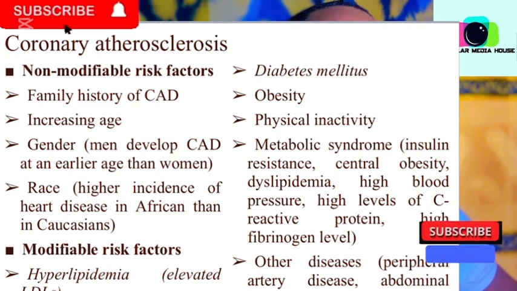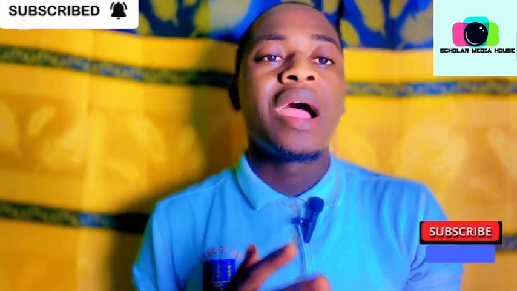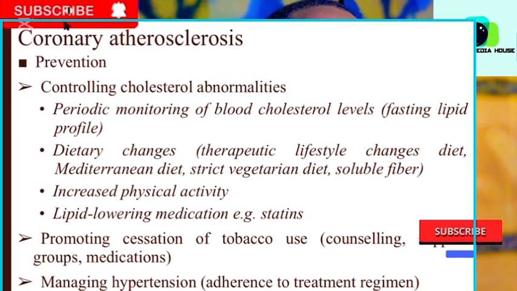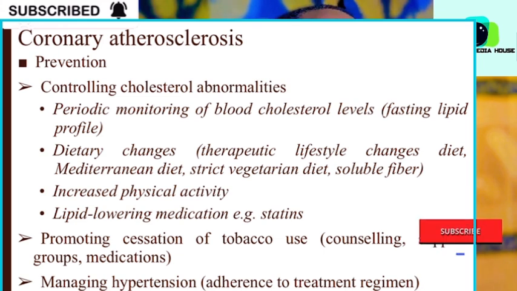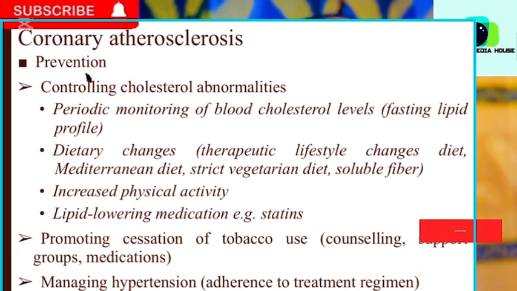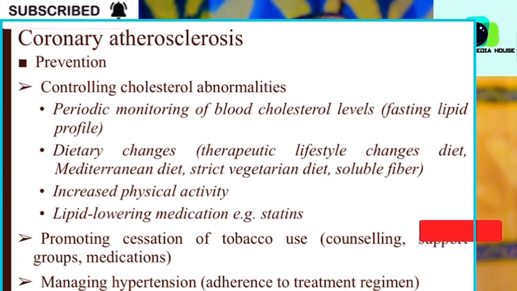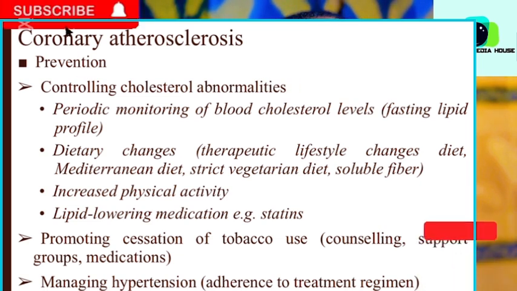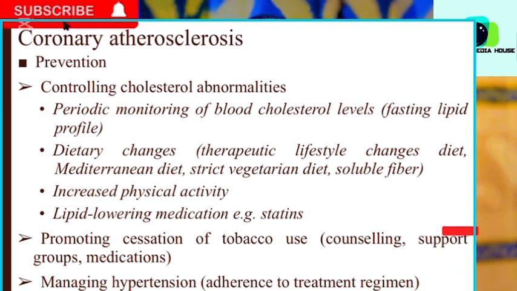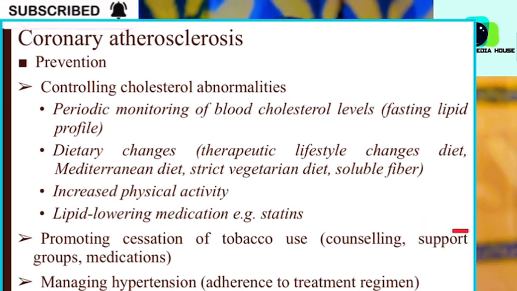So that's it. Real quick, let's talk about the preventions. How do we prevent ourselves from atherosclerosis? Just as I was saying, you have to reduce or control the cholesterol abnormalities. If you know that what I'm eating would deposit a lot of fat in you, then don't go for it. So controlling cholesterol abnormalities, and periodic monitoring of blood cholesterol levels, dietary changes. There are some things you have to avoid in your diet, like therapeutic lifestyle changes, diets, and all those things, just as we're seeing on the screen. If you do all these things, I'm sure you'll be able to prevent yourself from getting atherosclerosis.